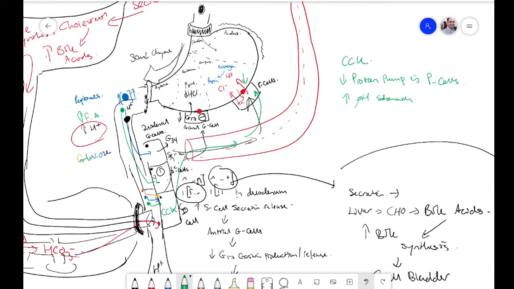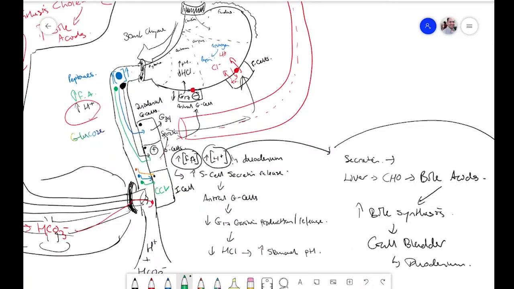Hang on a second. I need to go back a little bit, don't I? Because I've done something to my diagram. There we go. CCK. There. Slow that down.